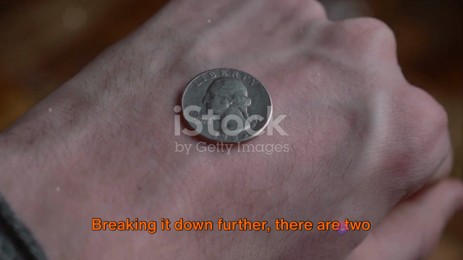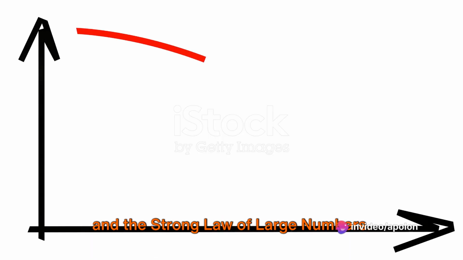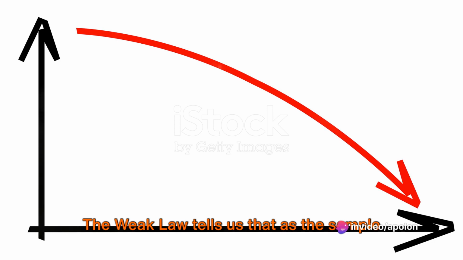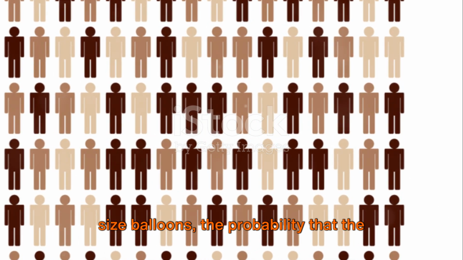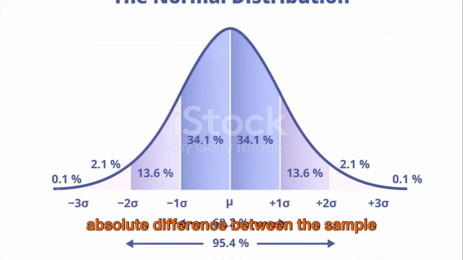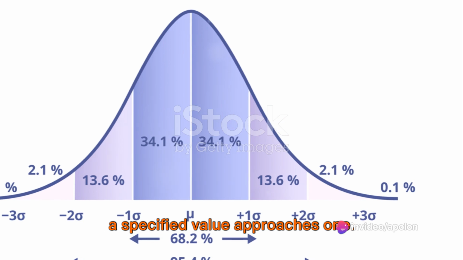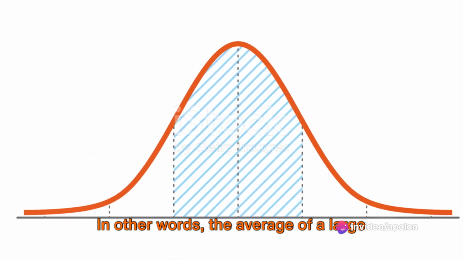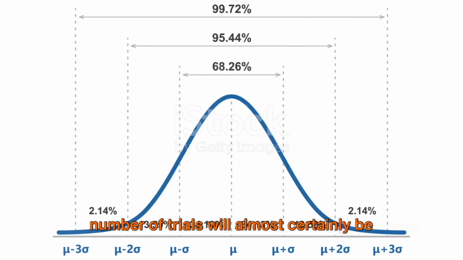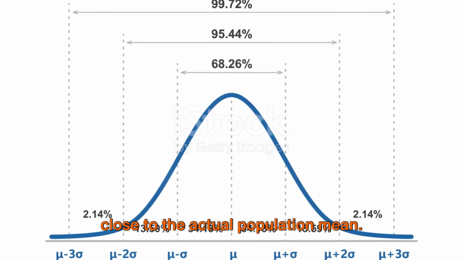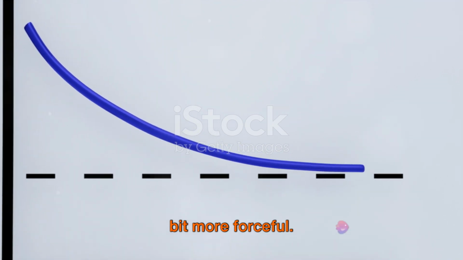Breaking it down further, there are two main versions of this law, the weak law and the strong law of large numbers. The weak law tells us that as the sample size balloons, the probability that the absolute difference between the sample mean and the population mean is less than a specified value approaches 1. In other words, the average of a large number of trials will almost certainly be close to the actual population mean. The strong law, on the other hand, is a bit more forceful.